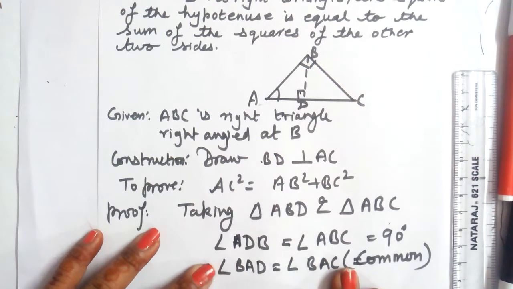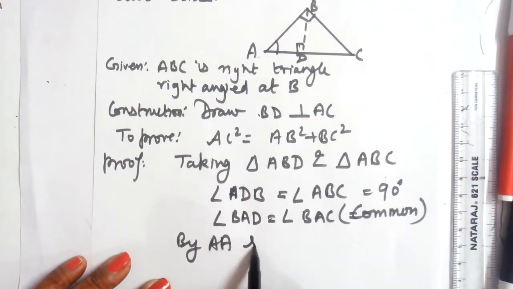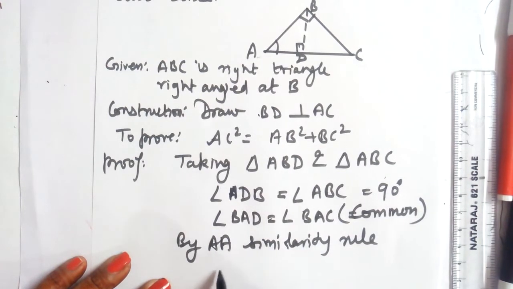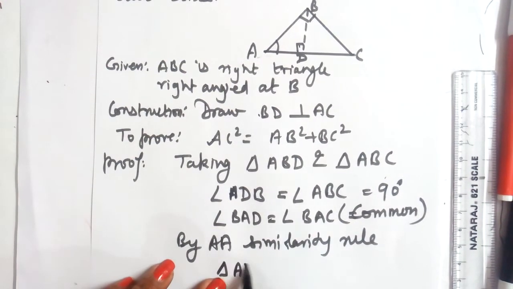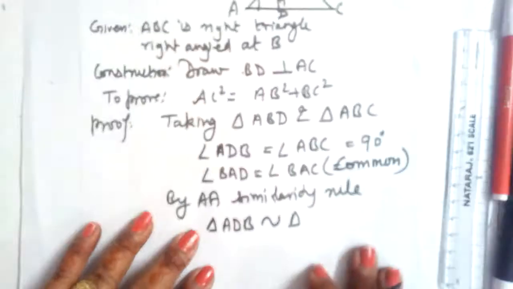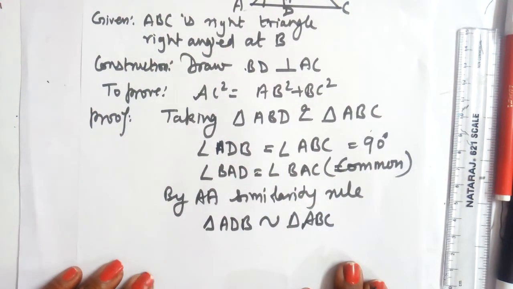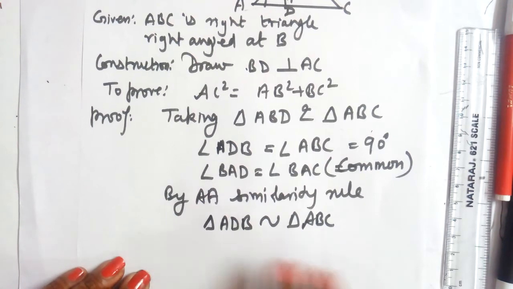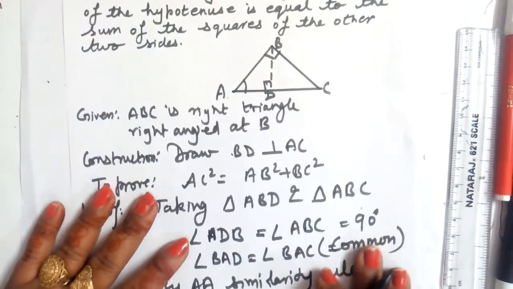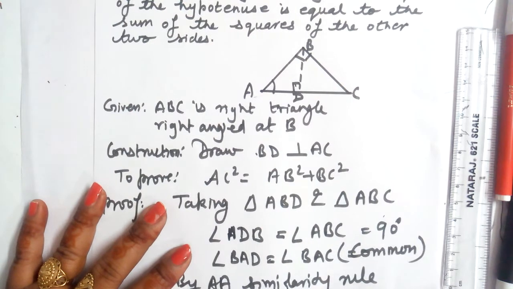Okay. So now we can say that by AA similarity rule, triangle ADB is similar to triangle ABC. Okay, now these two triangles are similar to each other. Yes, now we are going to use the result. If we know that the two triangles are similar to each other, then we can say the sides are proportional to each other. Yes, so how the sides are proportional?